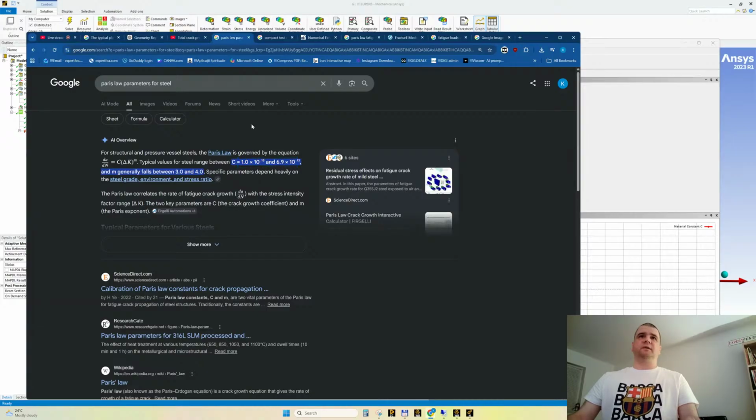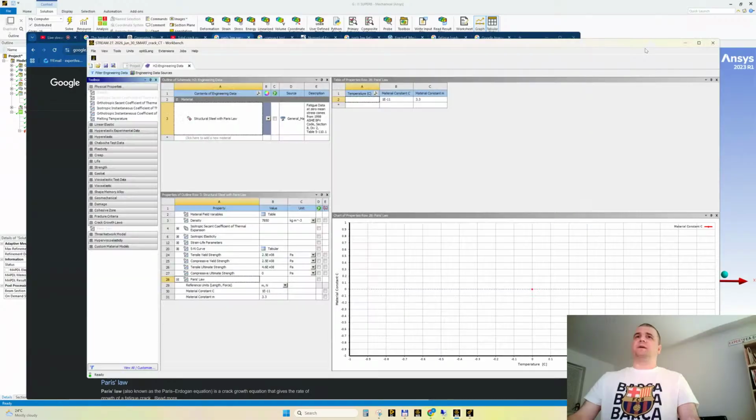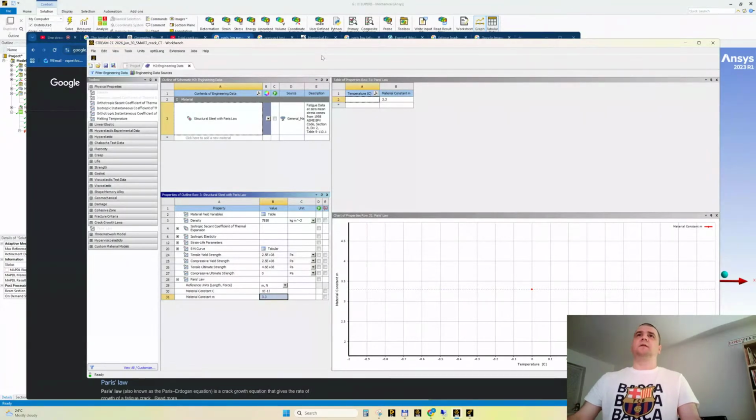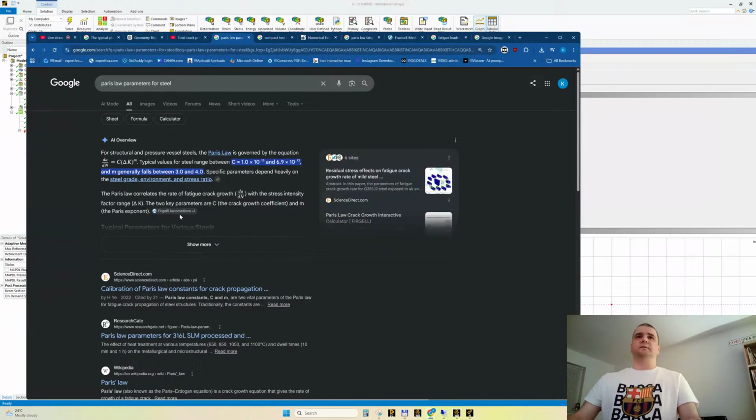Range between, okay, this one. And range between 3 and 4. So now I see that my value is not so correct. 1e minus 13 and something like this. So you need to know only two values, this one and any value in this range. Of course, these values should be given by the material supplier.